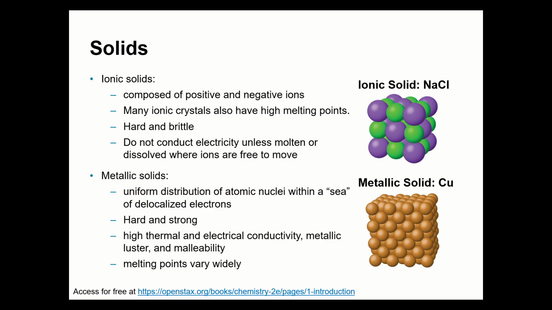Now, metallic solids, these are typically considered a sea of delocalized electrons. They're going to be hard and strong, and because of that sea of electrons, they're going to have high electrical conductivity, metallic luster, and they're going to be malleable. The melting points for metallic solids can vary widely, so they're not always considered high like your ionic solids.